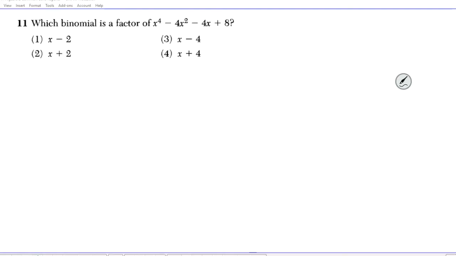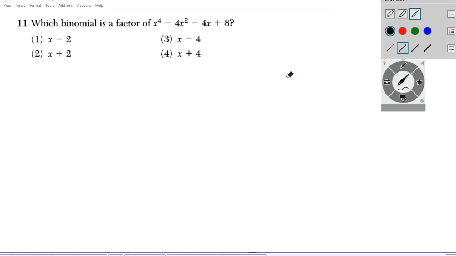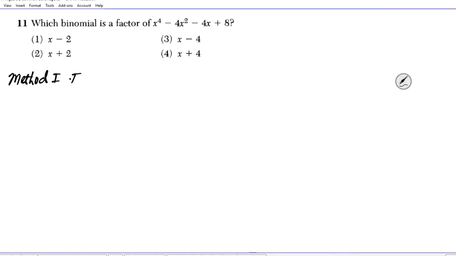Alright, there are two methods we're going to be using to solve this problem today. Let's take a look at the first method, which is the faster method known as the factor theorem. You can do this using the factor theorem, you can do this using synthetic division, and you can also do long division. I'll do the two faster methods today.